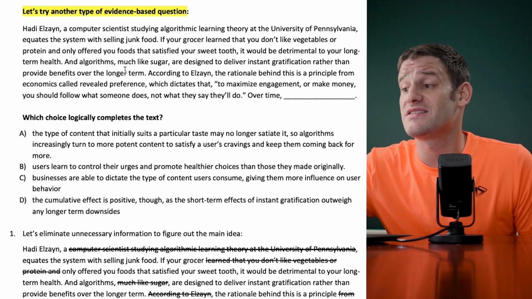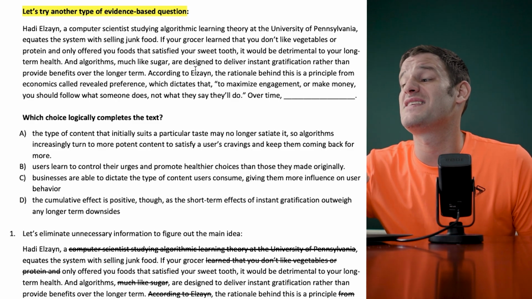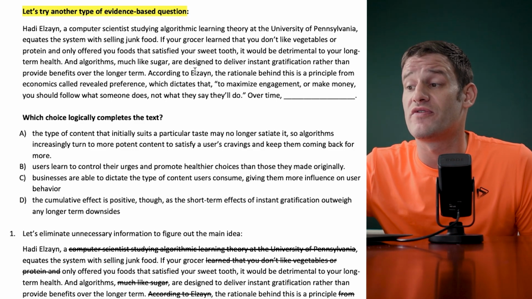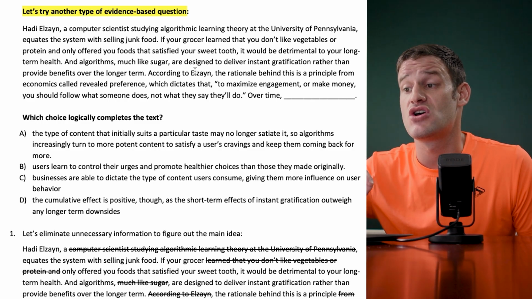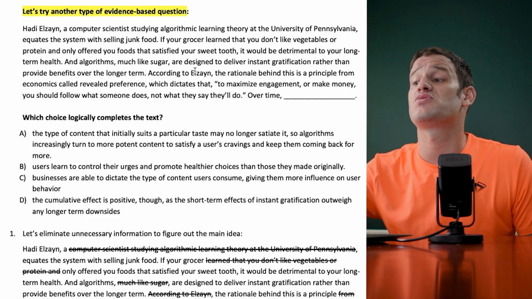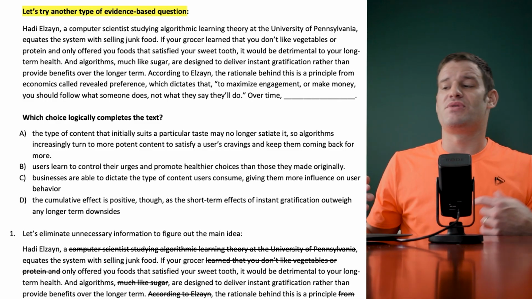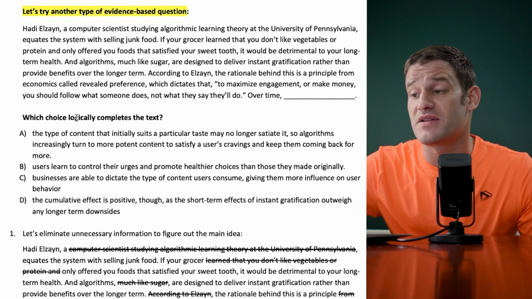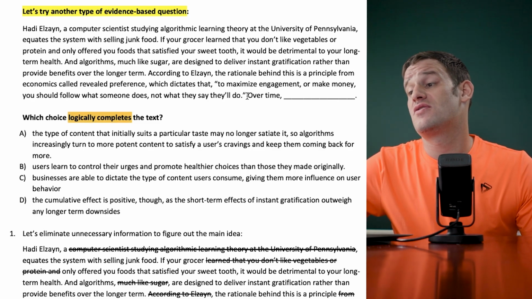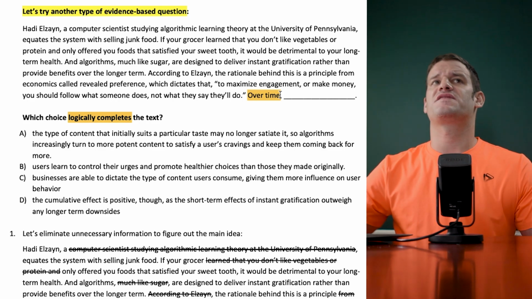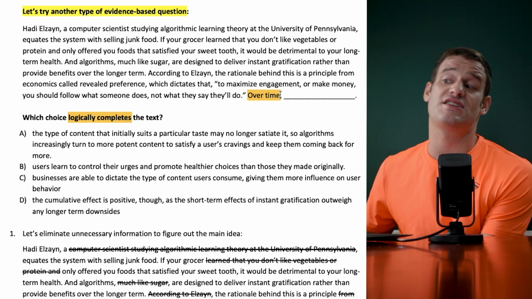So according to Elzane, the rationale behind this is a principle from economics called revealed preference, which dictates that to maximize engagement or make money, you should follow what somebody does, not what they say they do. Okay. Now, you see the blank and you think, this is something like which choice logically completes the text. Also notice here, a lot of times you'll have a bit more substantial intro to a blank, but this is just over time.